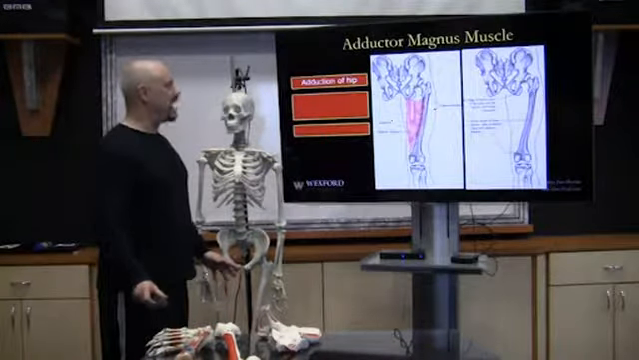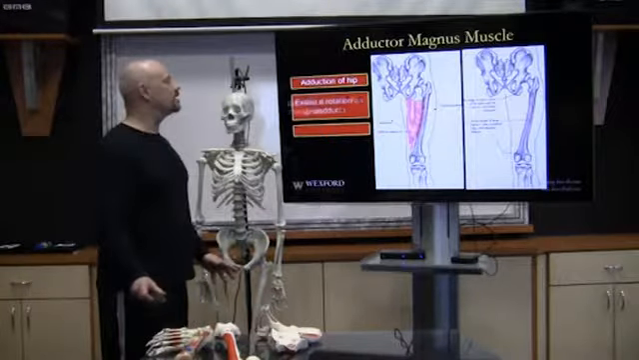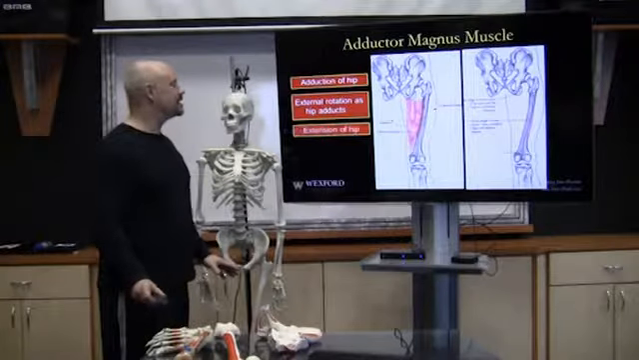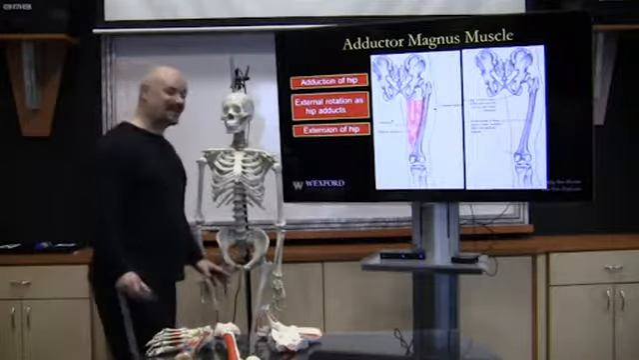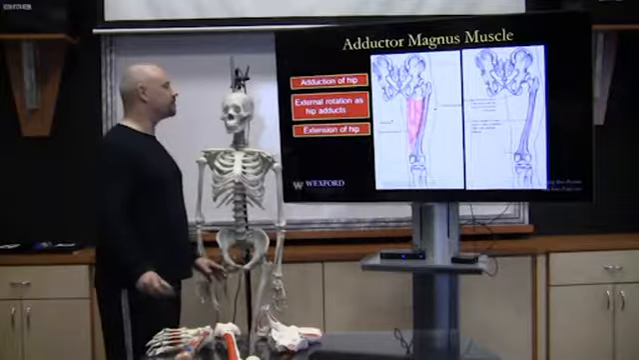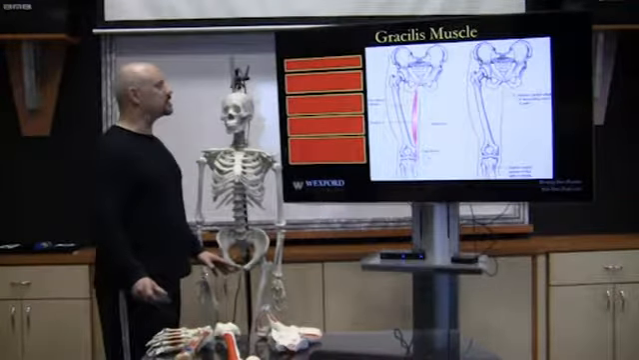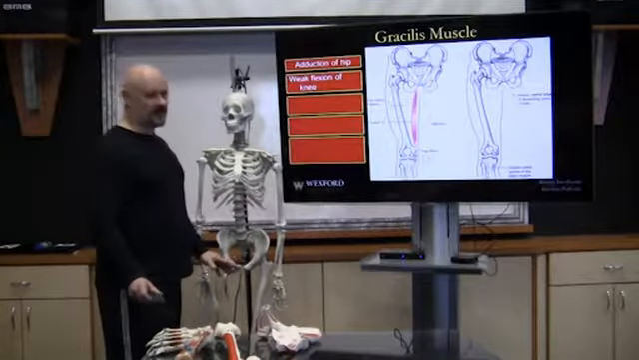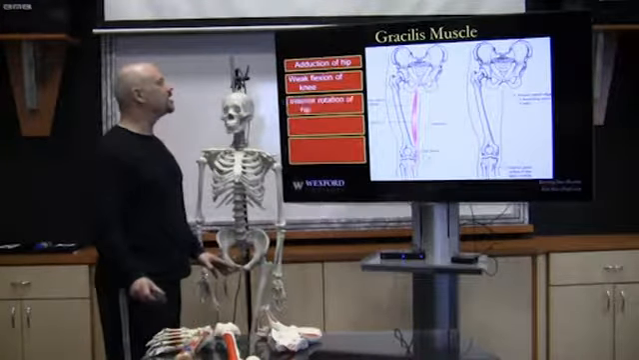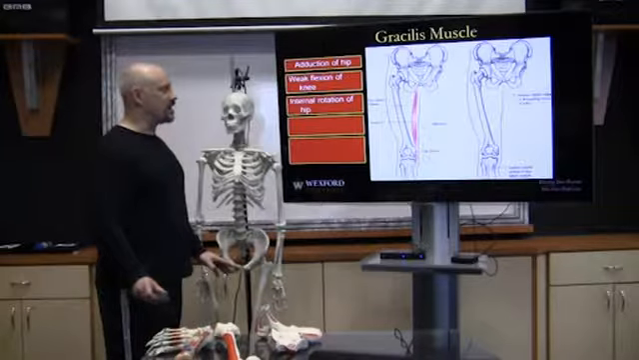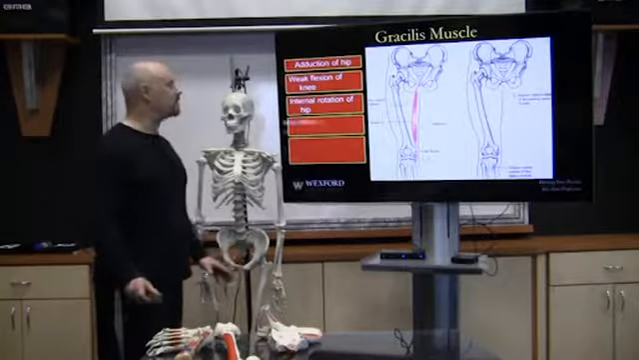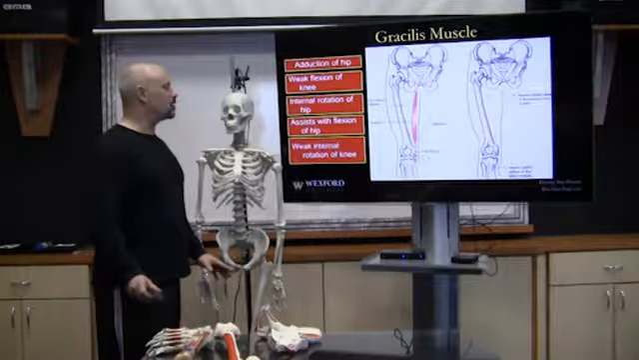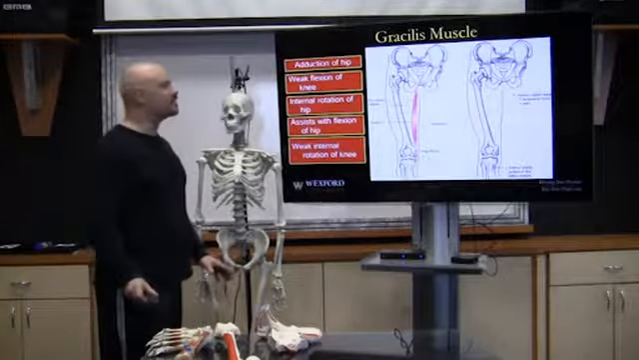Adductor magnus: adduction of the hip, external rotation as the hip adducts, and it helps with extension of the hip. The gracilis: adduction of the hip, weak flexion of the knee, internal rotation of the hip, meaning the hip will internally rotate, assists with flexion of the hip, and is a weak internal rotator of the knee.